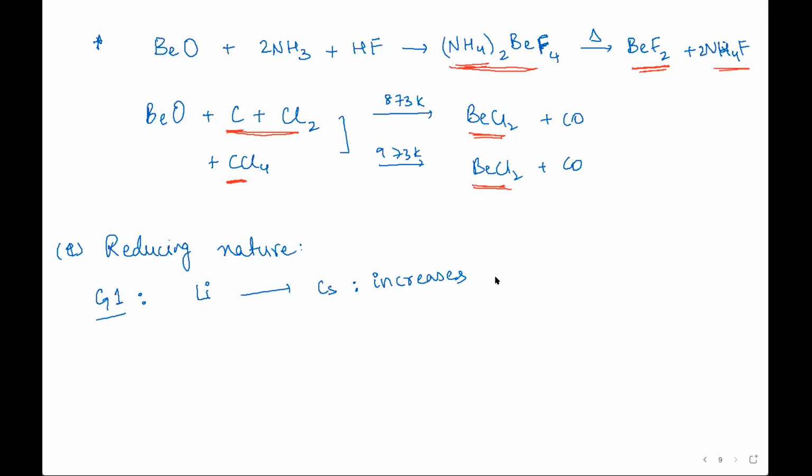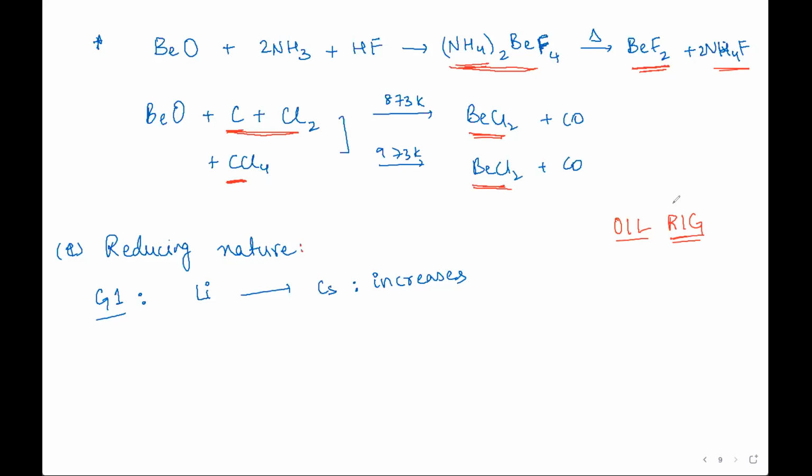Why do you think it should decrease, Mitali? Reducing nature is where an element gains electrons, right? Think of OIL RIG. Reduction is when an element gains electrons. But reducing nature means we are talking about which is a good reducing agent.